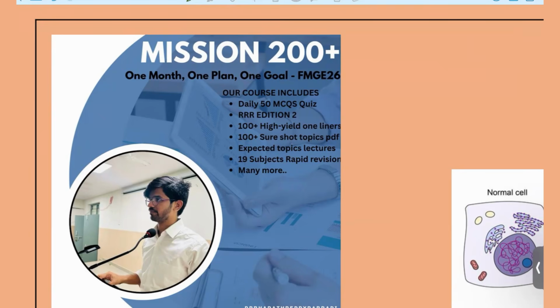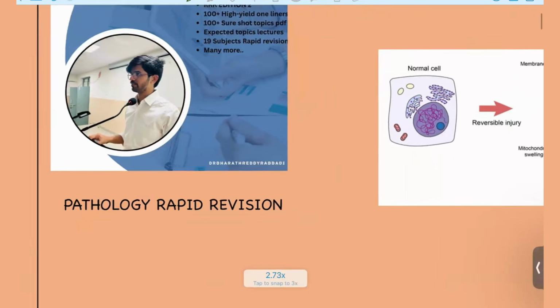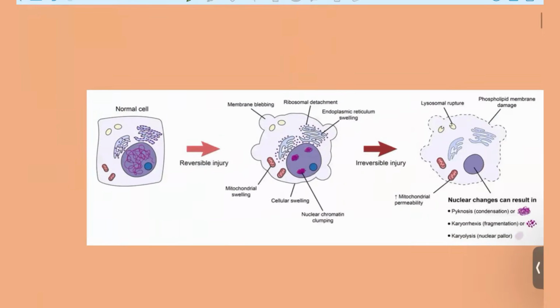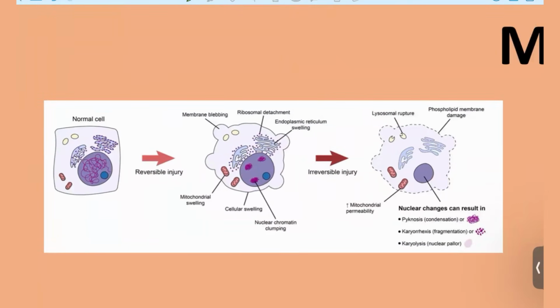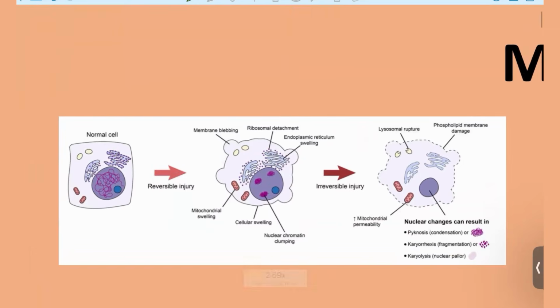Today in our Mission 200 place, we are going to discuss the Pathology Rapid Revision Program. In this, I'm going to include the most important topics of general pathology only. Hematology and systemic pathology will be included in the medicine, and we are going to revise that. So let's start with the first and basics importance.